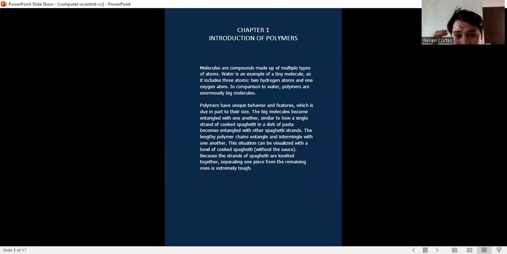To start, chapter 1, introduction of polymers. Molecules are compounds made up of multiple atoms. Water is an example of a tiny molecule, as it includes three atoms, two hydrogen atoms and one oxygen atom. In comparison to water, polymers are enormously big molecules. Polymers have unique behavior and features, which is due in part to their size.